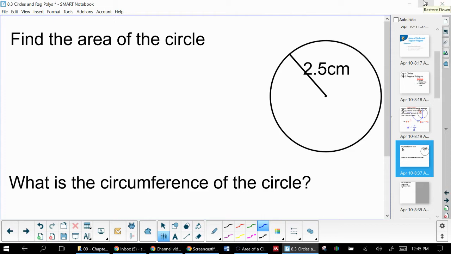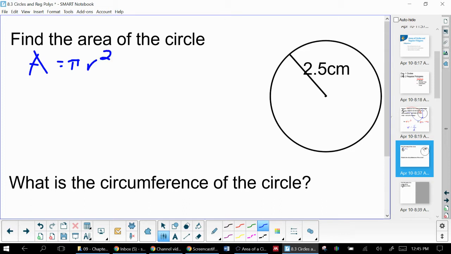But we're going to start off just like we've done all the other ones. I want to see your area formula. So area is going to equal pi times r squared. I'm going to start that over. That was not very good.